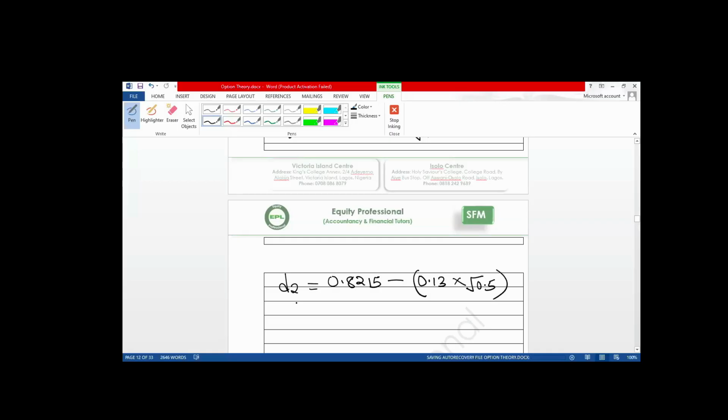0.7296. Correct. So gradually we are going. You have resolved D1 and D2.